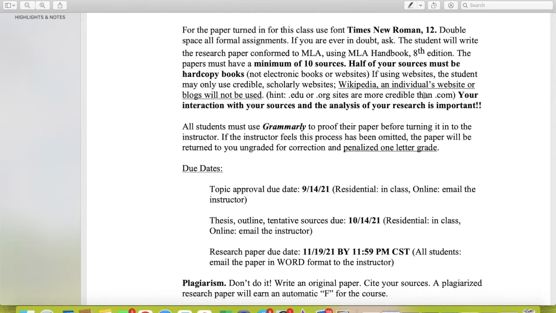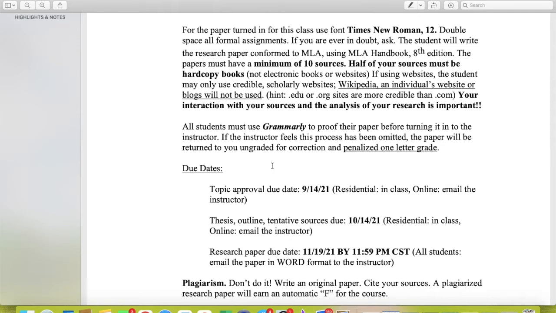All students must use Grammarly to proof their paper before turning it in. That's right here. If the instructor feels that it was not done, the paper will be returned to you, and you'll receive a penalty of 1 letter grade.